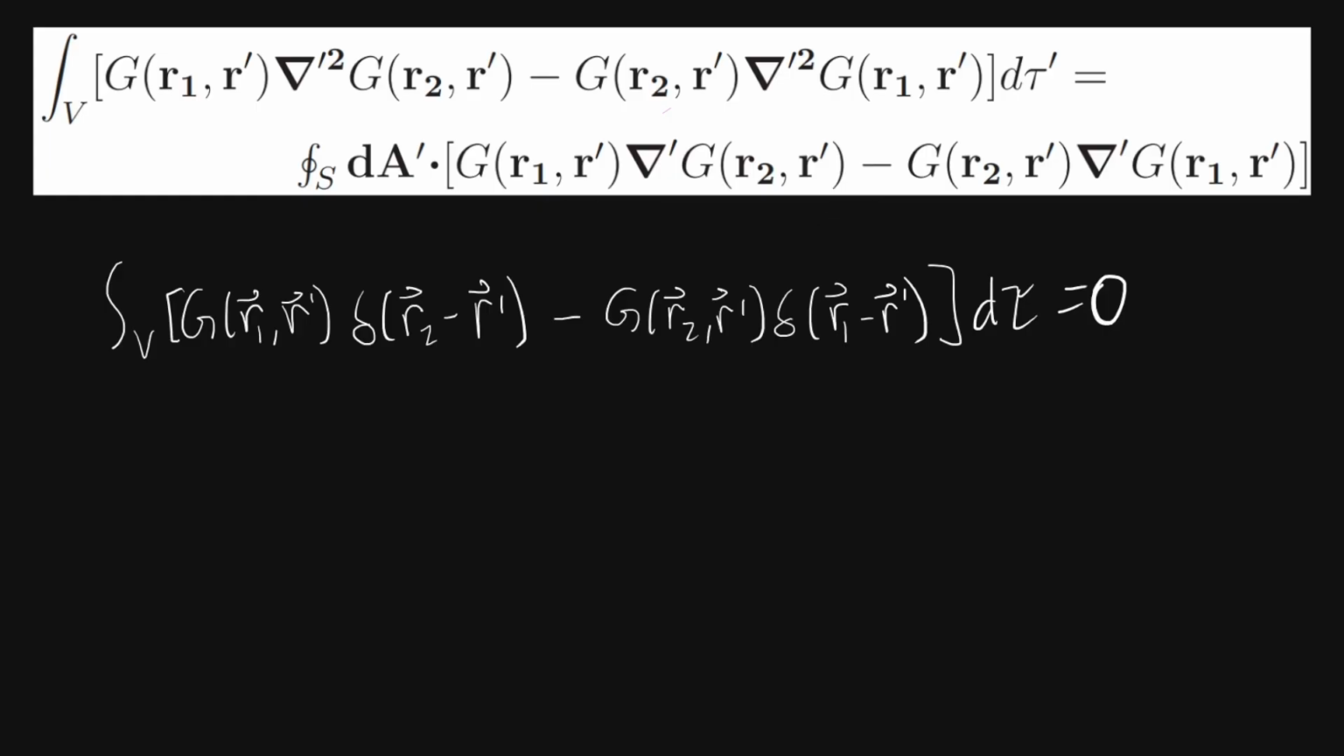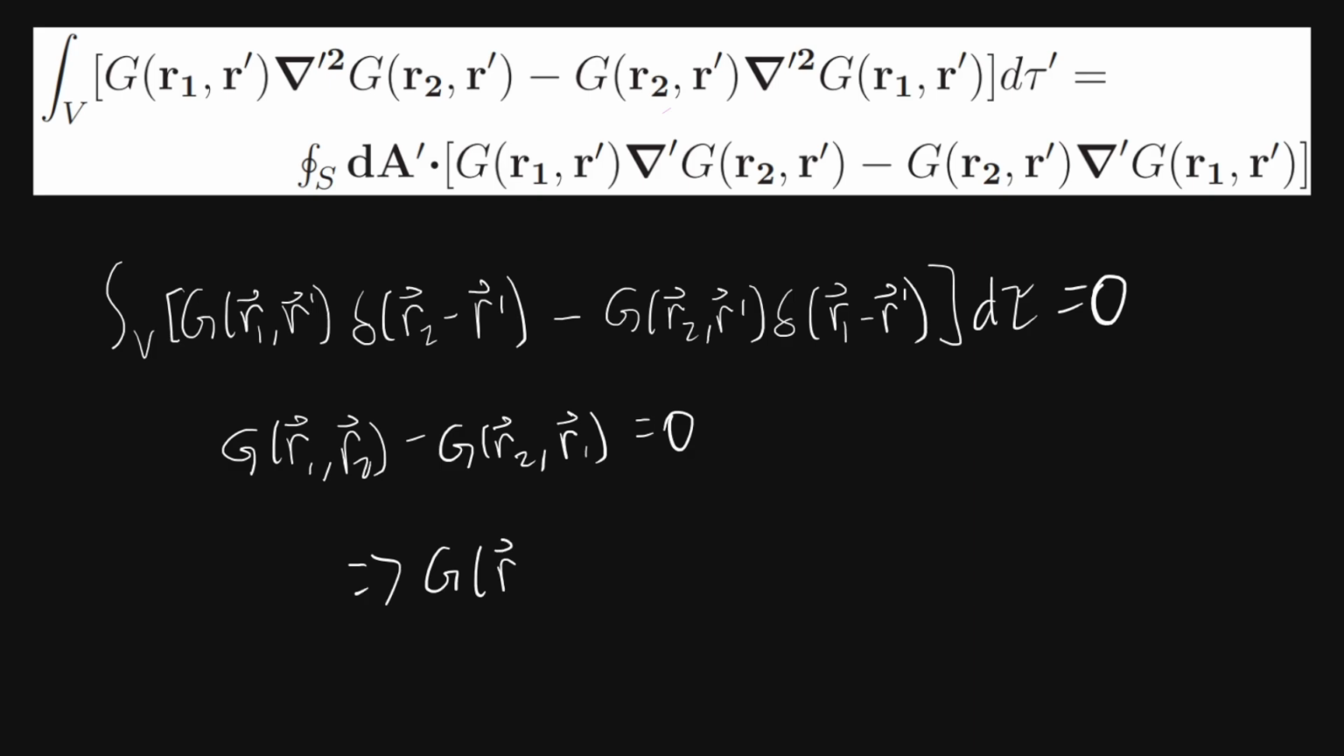And so if you know how to do a delta function integral, which you should, you'll see that this is just G(r1, r2) minus G(r2, r1) is equal to 0, which implies that we have G(r1, r2) is equal to G(r2, r1). And so this is what we wanted to show. We wanted to show that they're symmetric, and we did.